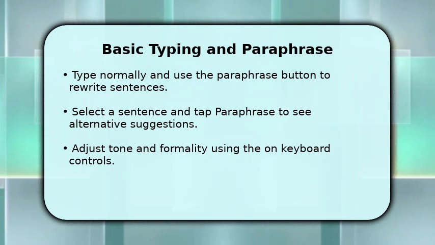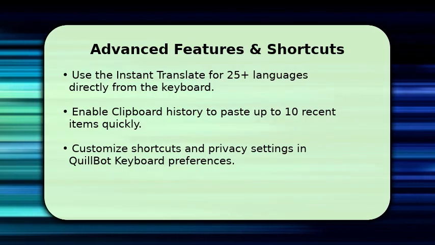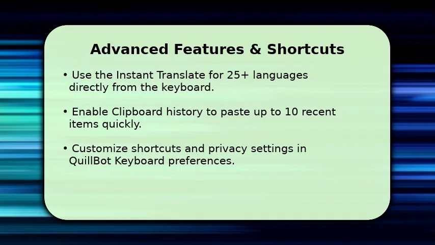Use the Instant Translate feature to translate text across 25 or more languages directly from the keyboard. Enable clipboard history to access and paste up to 10 recent items without leaving your app. Create custom shortcuts to expand abbreviations into full phrases when typing.